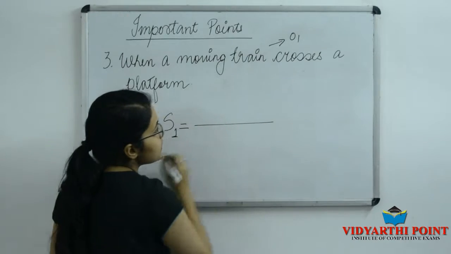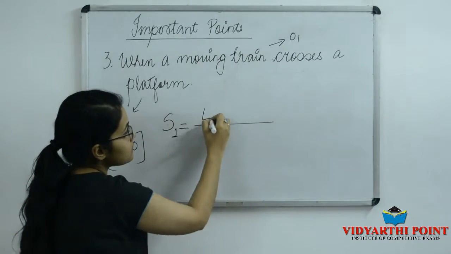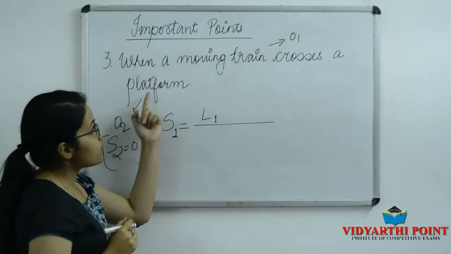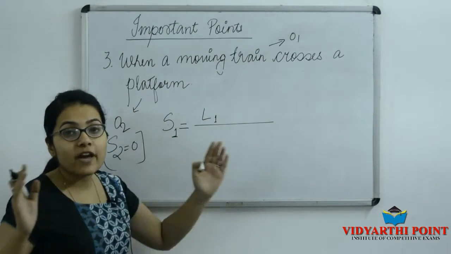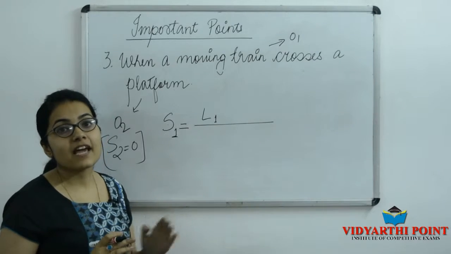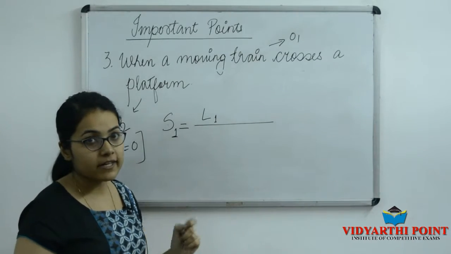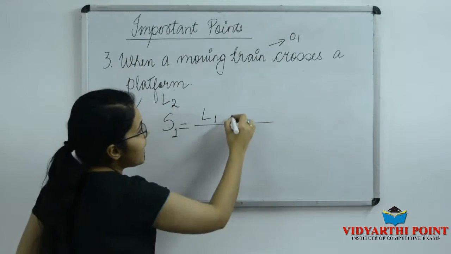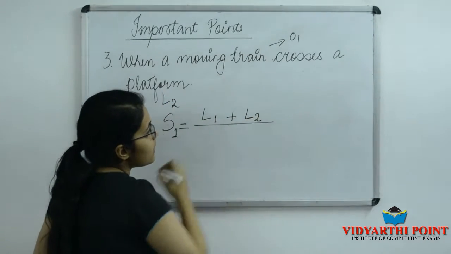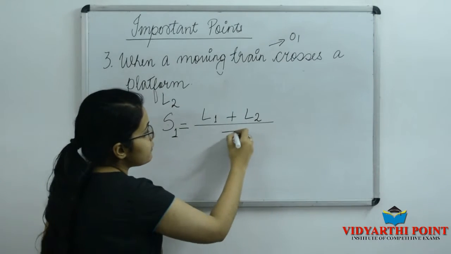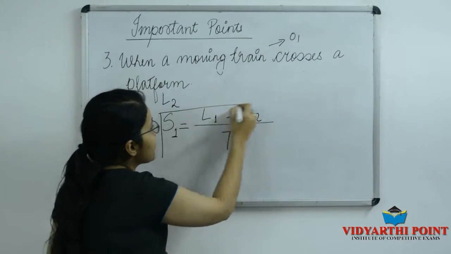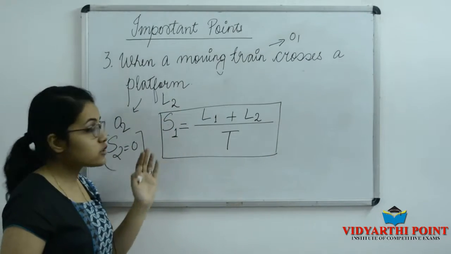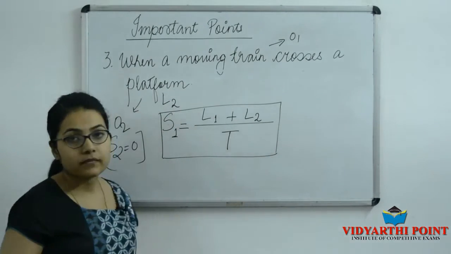Now moving train length 1, that is length of object 1. Object 2, platform. Platform will also have a length. Why? Because this is a horizontal object and not vertical. So the length of platform will be L2. So L1 plus L2 divided by T. And this is the formula whenever a moving train will cross a platform.